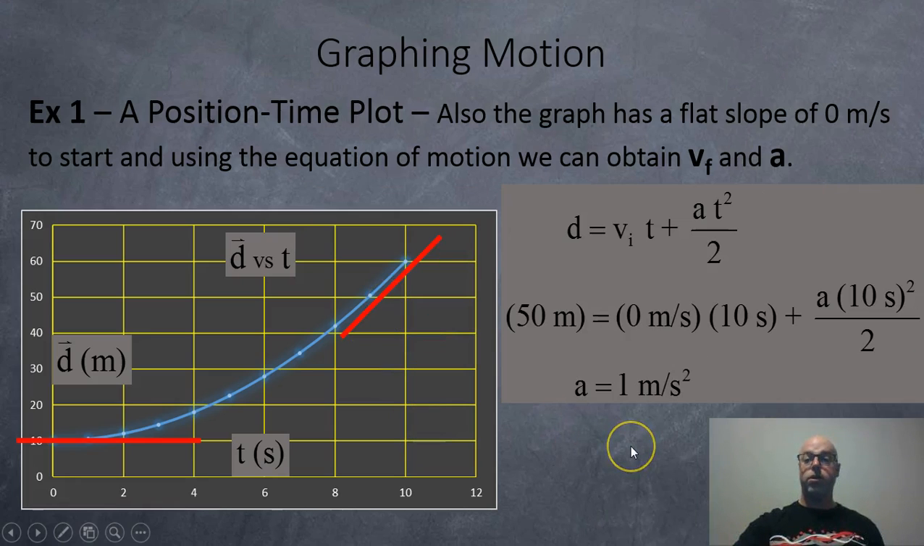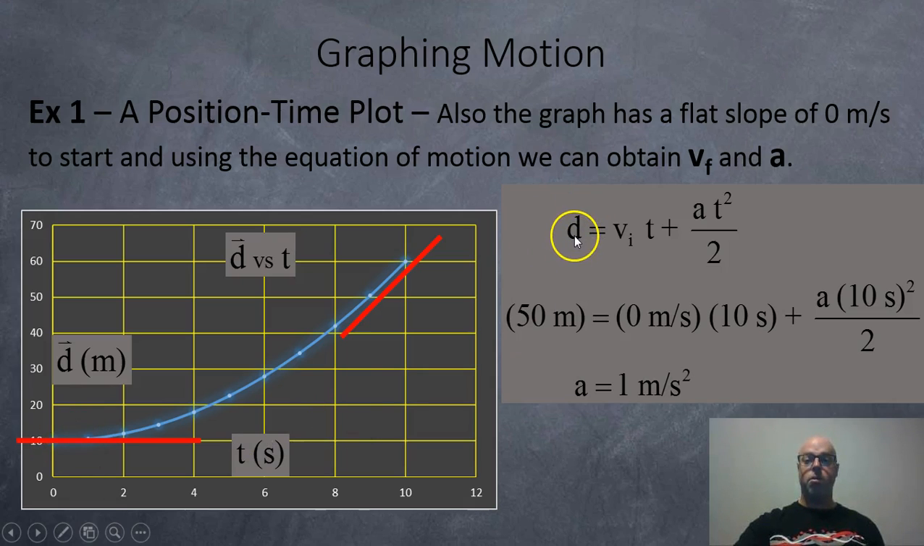Okay, we can also use some equations of motion. Just look at the data here. So we know the displacement. They're going from 10 meters to 60 meters. That's a 50 meter displacement. And we know that took 10 seconds. We also know that they started off at 0 meters per second. So the v_i is 0.